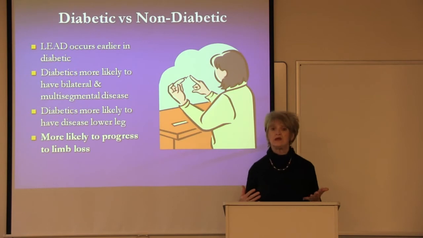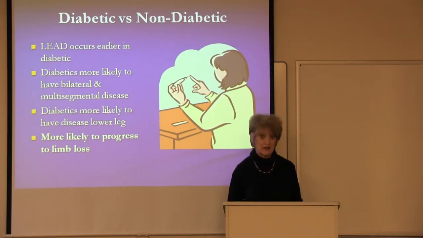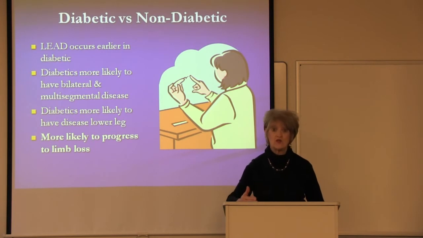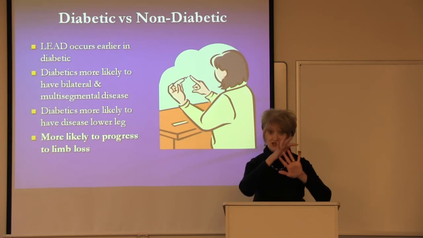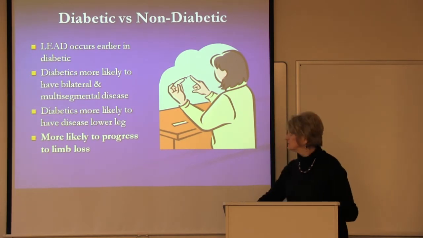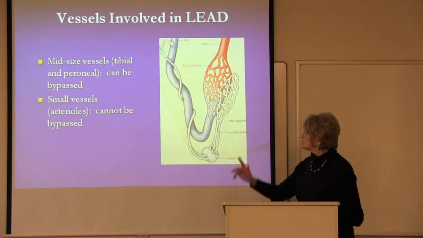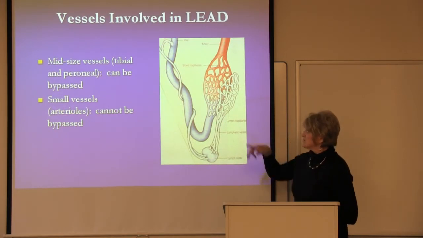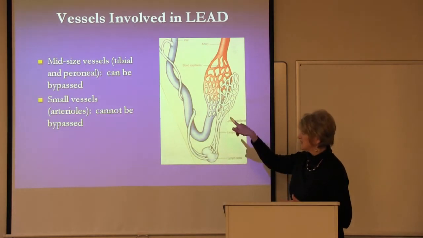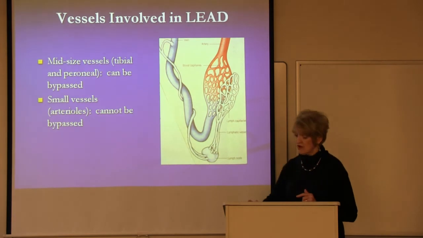So we always have to be aware in evaluating our diabetic patients that they are at risk for both macrovascular and microvascular disease. We pay attention to pulses and warmth, but we also have to look at the distal toes and the condition of the tissues at the distal toes. So as we said, with the diabetic patient, they are much more likely to have involvement of both the mid-sized vessels and the small vessels.